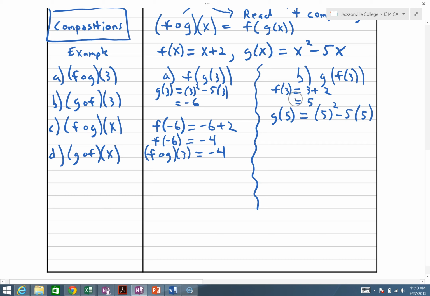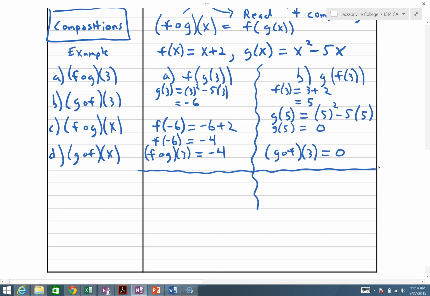I've simply taken 5 and substituted it in the G function, every place that I see there is an x. Okay. 5 squared is 25. 5 times 5 is 25. This is 0. G of 5 equals 0. Thus, G compose F of 3 is 0. That is, if we evaluate F of 3, whatever comes out goes into G, the output will be 0. All right.